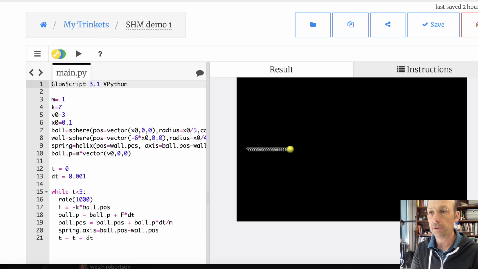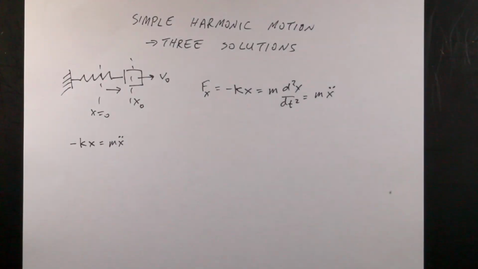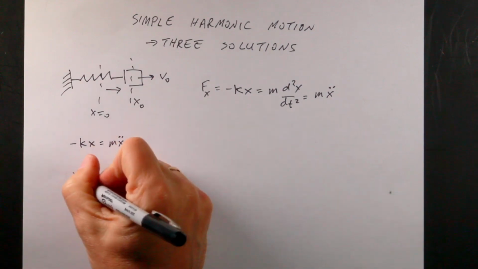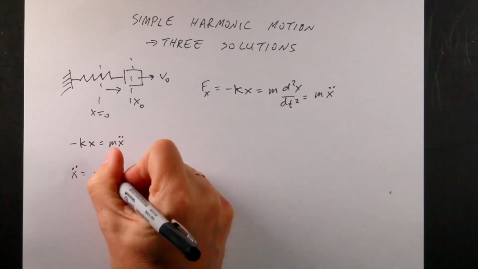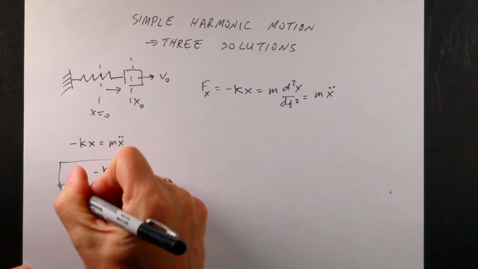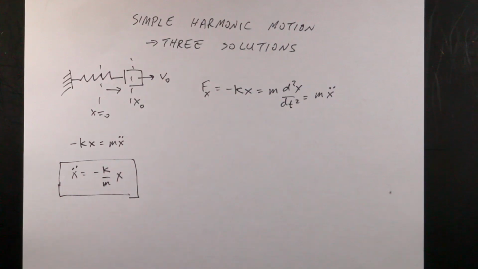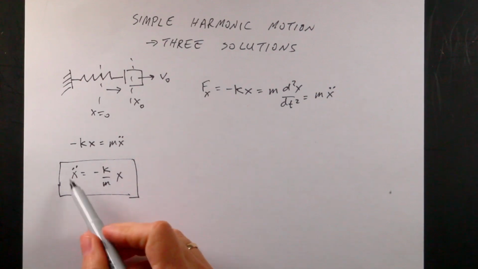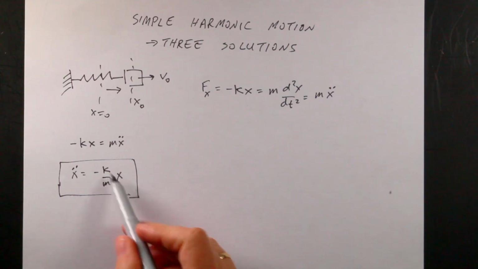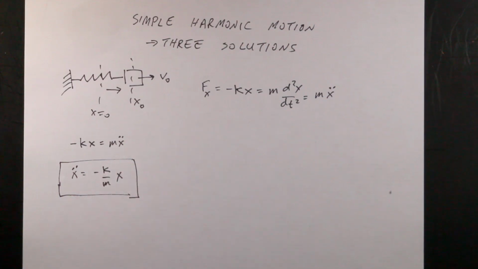Okay. So let's go back to the paper and let's do our first solution here. So here we have this differential equation. I'm going to write it a little bit different. Let's write it as x double dot equals negative k over m times x. That's my differential equation. This pen is kind of not vibing with me. Let me try a different pen. This says that I have some function of x. I take the derivative twice with respect to time, and I get the same thing back with this negative constant in front. So one way we can solve this is to just guess.